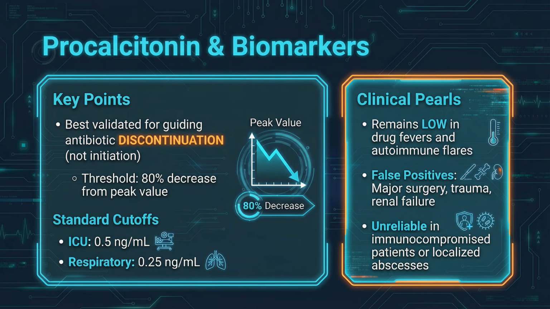Procalcitonin is a biomarker helpful for guiding antibiotic stewardship. It is best validated for guiding antibiotic discontinuation, not for initiating antibiotics in critically ill patients. The threshold for discontinuation is typically an 80% decrease from the peak value. Standard cutoffs are 0.5 nanograms per milliliter in the intensive care unit and 0.25 nanograms per milliliter for respiratory protocols. Procalcitonin remains low in drug fevers and autoimmune flares, but beware of false positives in major surgery, trauma, or renal failure. It is also unreliable in immunocompromised patients or localized infections like abscesses.